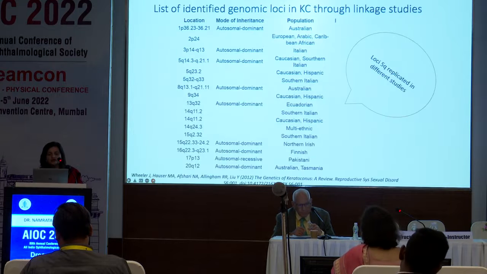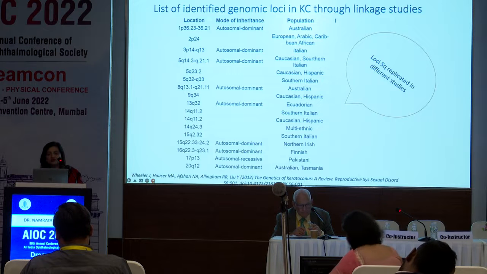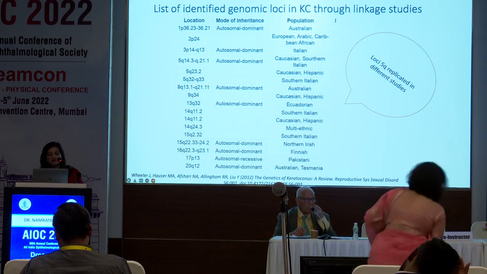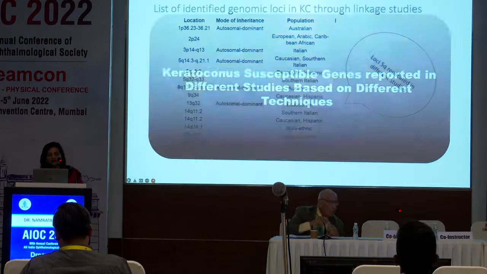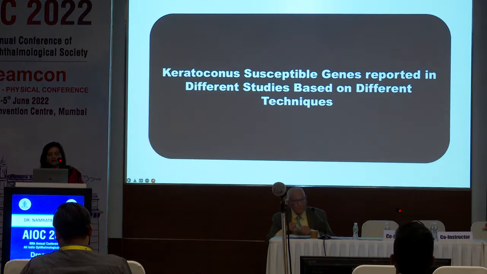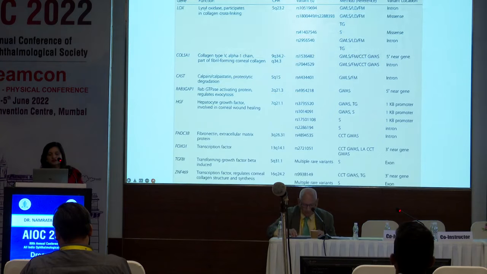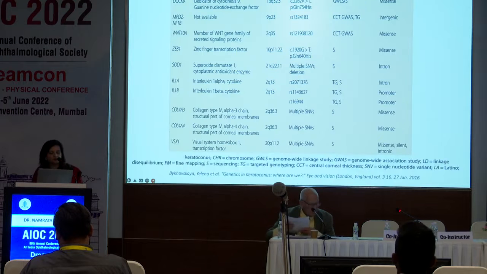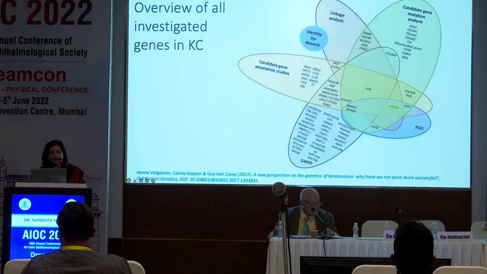Now, this is the list of the identified genomic loci in keratoconus through various linkage studies, and locus 5q is being replicated in different studies, so I think this remains constant, although all the other factors are a little variable. And keratoconus susceptibility genes were reported in different studies based on different techniques. So that could be one confounding factor, and this is again a list of the various genes which have been identified with keratoconus.